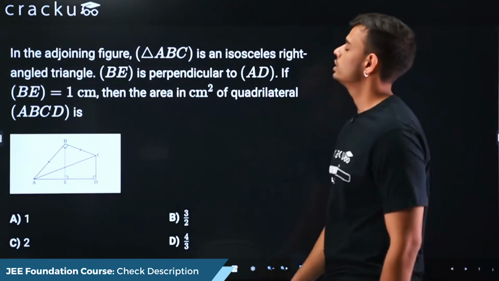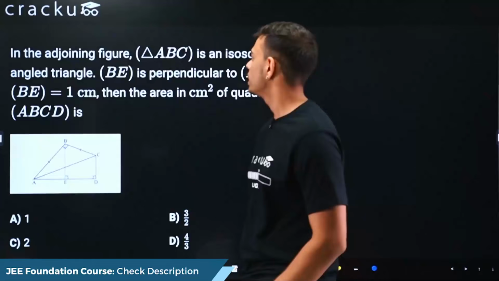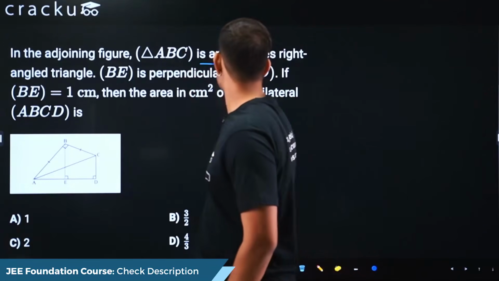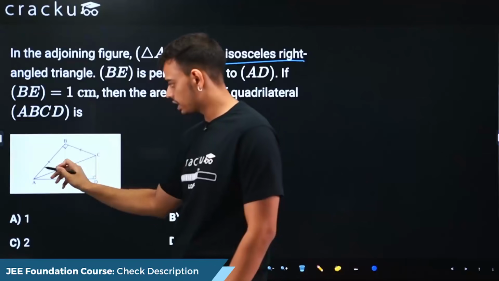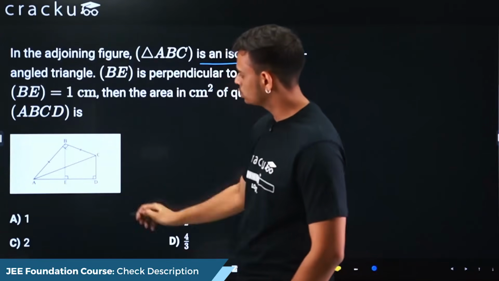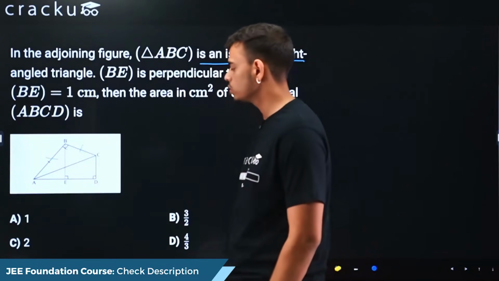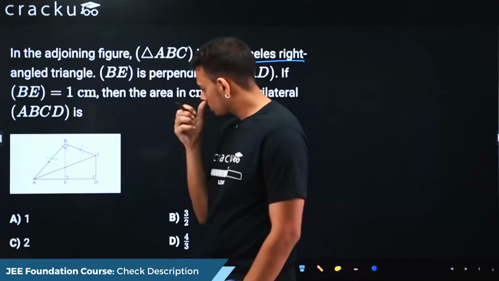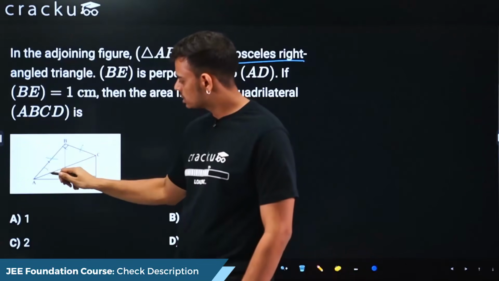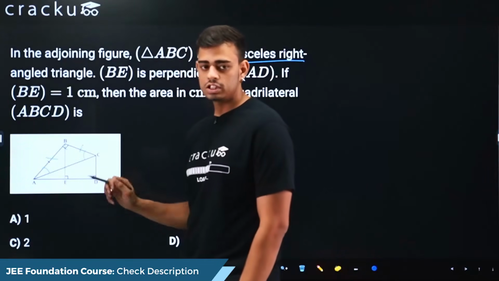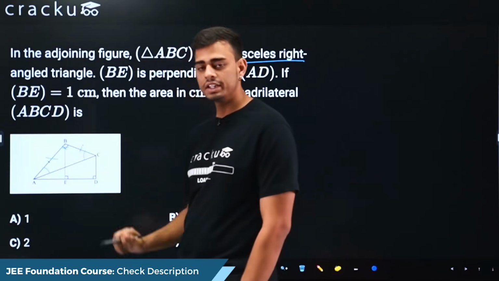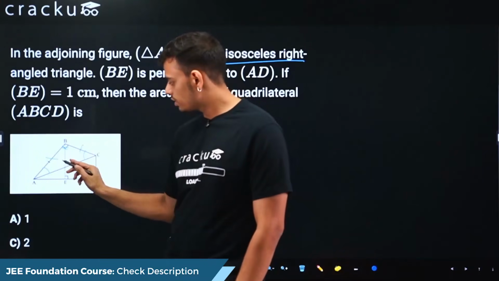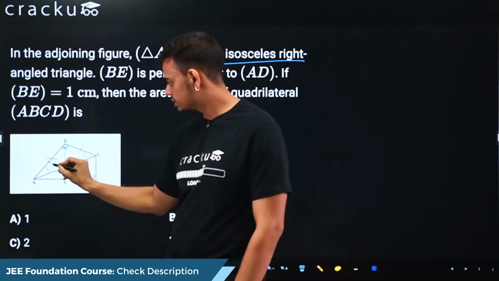Okay, so in this question, we are given that ABC is an isosceles right angle triangle. So ABC is an isosceles right angle triangle. Okay, so these two sides will be equal, BC and AB given to us. If these two sides are equal, then these two angles will be equal. And the sum of these two angles is 180 minus 90, that is 90 degree. So each of these angles will come out to be 45 degrees.